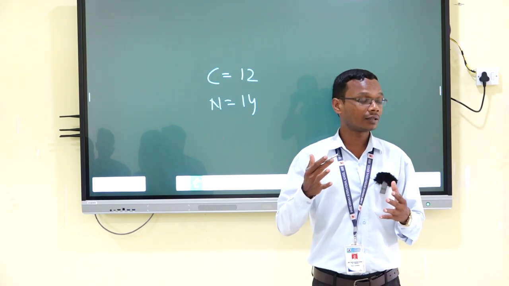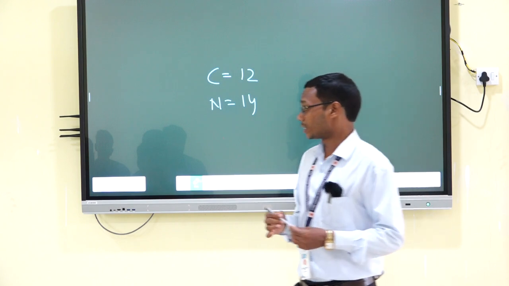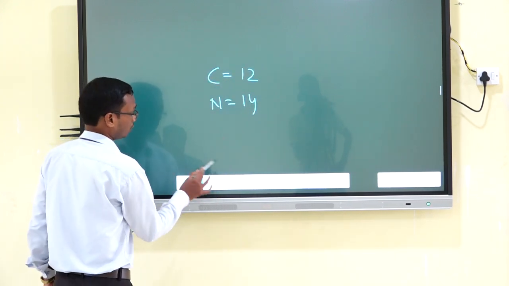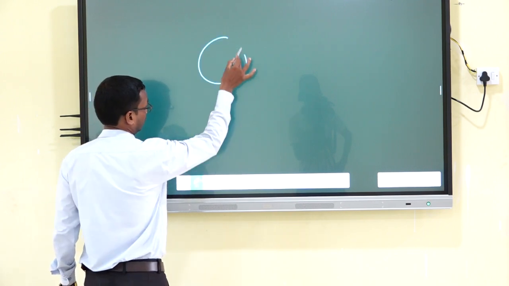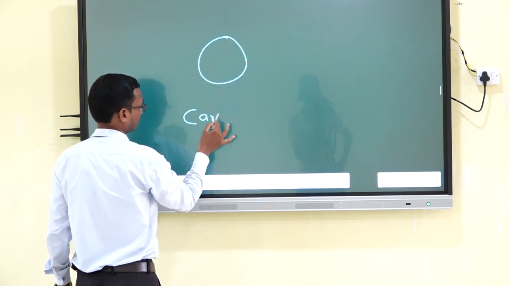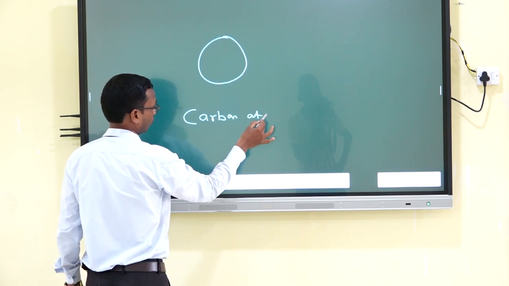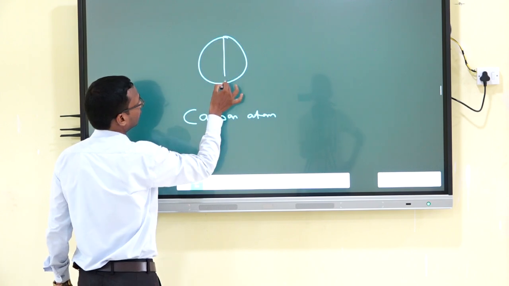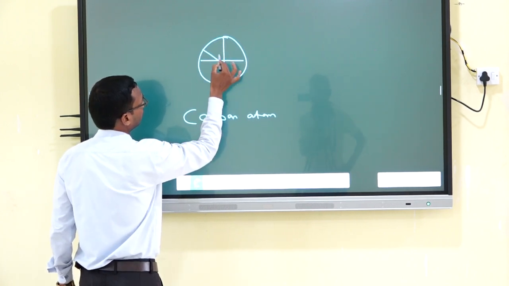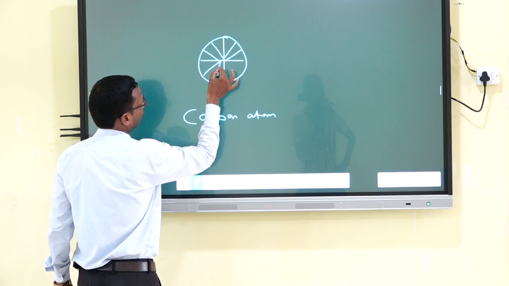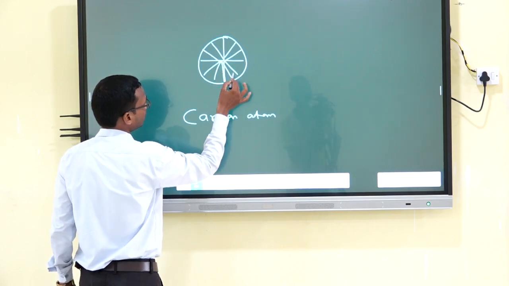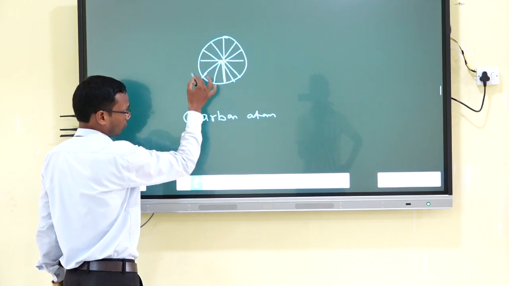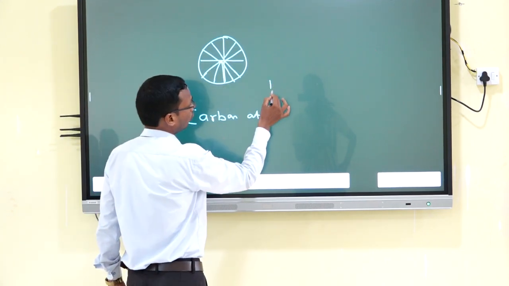But how to define atomic mass? Listen carefully. This is a carbon atom. Okay? Consider 12 parts of the carbon. If this is one carbon atom, it is divided into 12 parts.